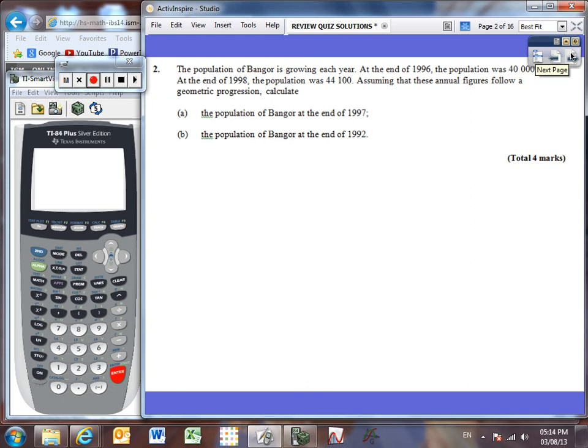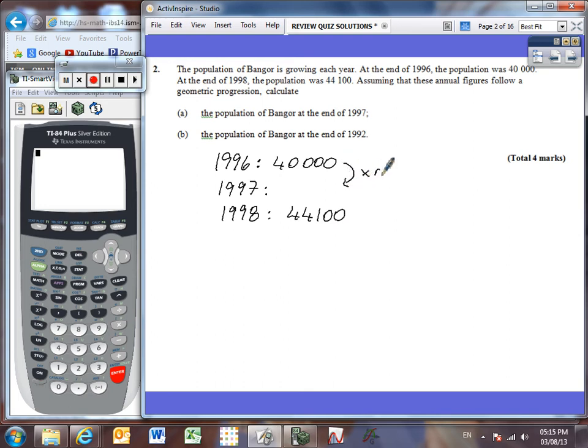Number 2. The population of Bangor is growing each year. At the end of 1996, the population was 40,000. Now it doesn't tell me what 1997's population was, but it does tell me that in 1998 the population is now 44,100. It says that the annual figures follow a geometric progression, meaning that in order to get from one term to the next, I always have to multiply by r.